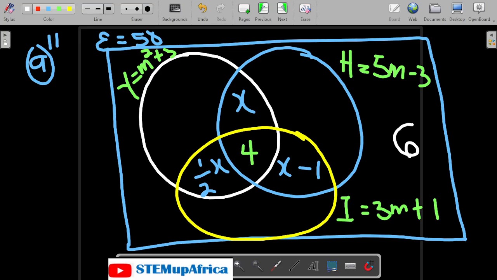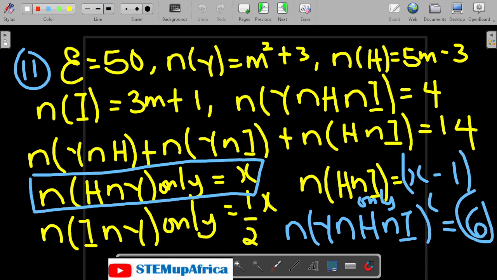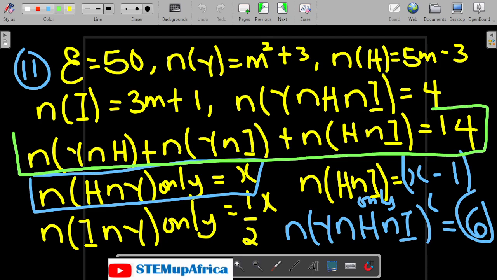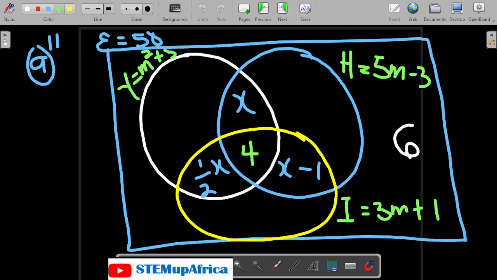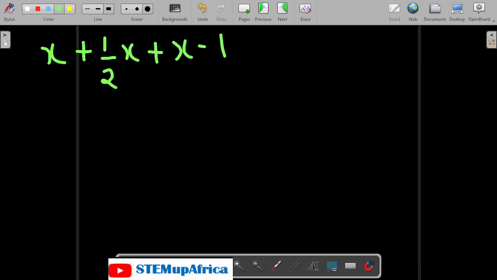So don't forget what we are told. We are told according to this expression that those that speak exactly two languages is 14. Don't forget that. Those that speak exactly 2 languages is 14, which is x, 1/2x and x minus 1. So we're going to have x plus 1/2x plus x minus 1 is equal to 14.